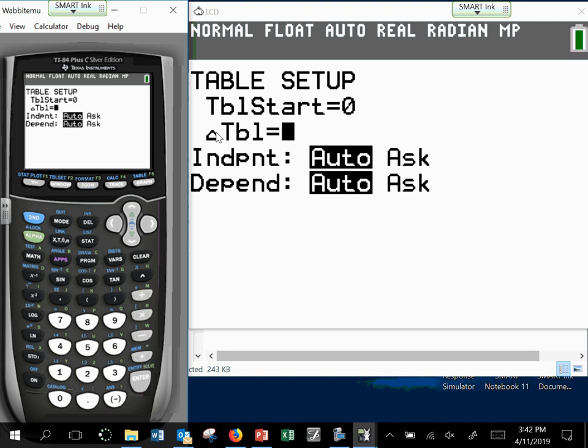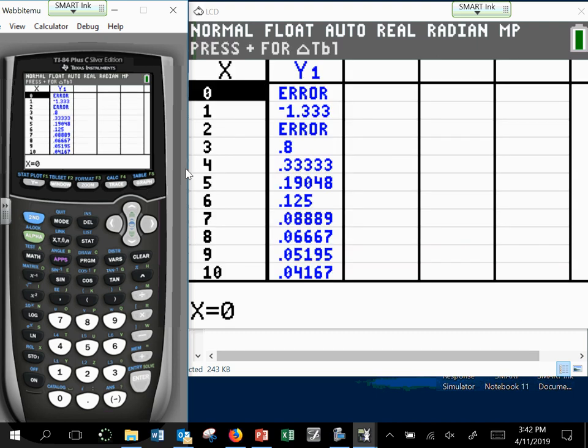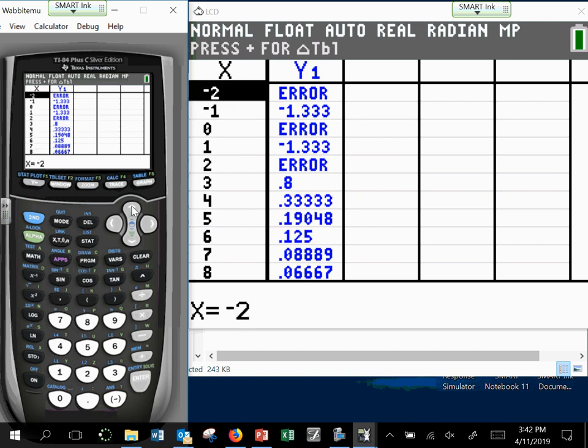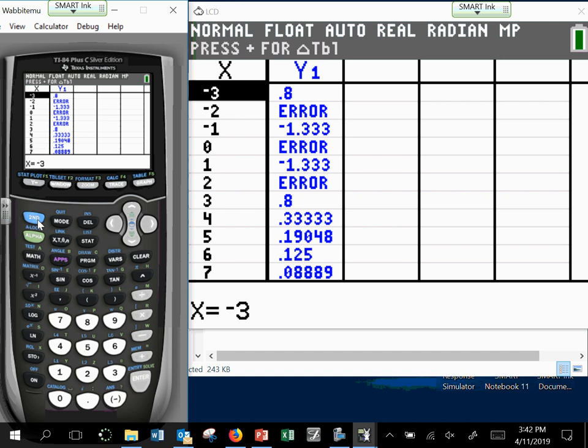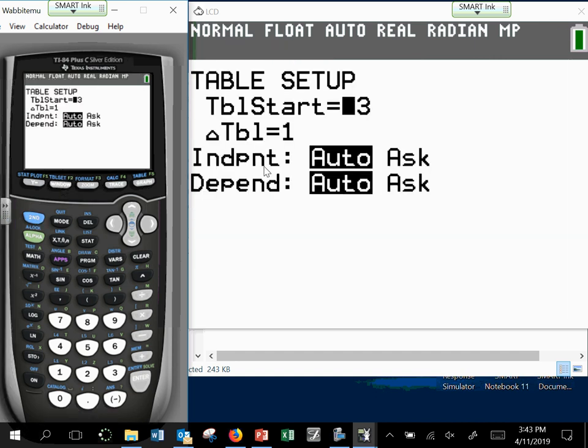This change in table, that's what that triangle means, has to be 1. And then they both have to be on auto. What that means is when we actually look at our table, which we'll get into later, it counts by 1s, and it started at 0. Again, that will change a little bit once we get there. Spoiler alert, just because we start at 0, if we hit the up arrow, that scrolls to different numbers. So now it doesn't start at 0, it starts at -3. If you ever want to get back to your home screen, you can always hit the blue button and then hit the mode button. See where it says quit up there in blue?